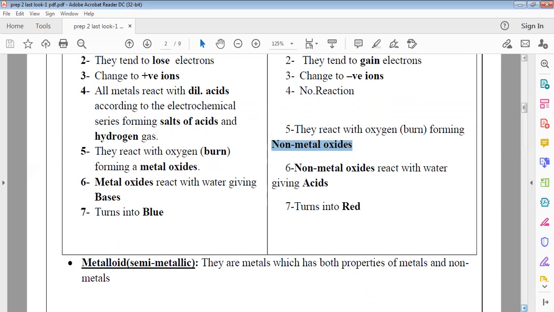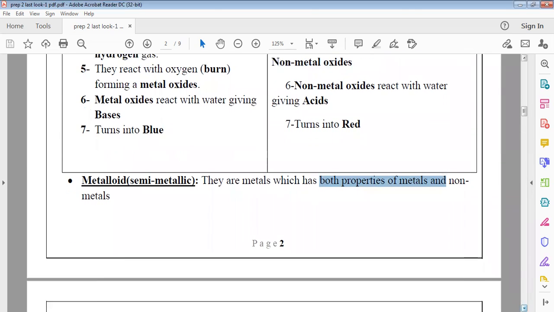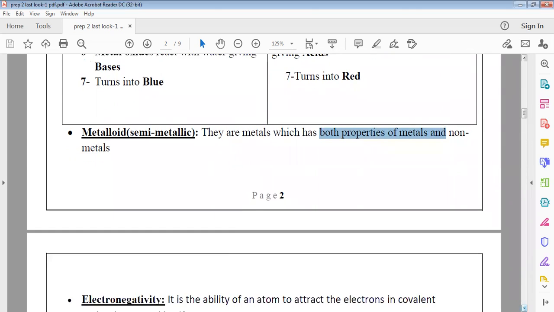طيب عندي من ضمن الاليمنت موجود عندي في التيبل احنا قلنا عندنا metal, non-metal and metalloid. What's the meaning of metalloid? It's semi-metallic. That is mean they are elements which have both properties of metal and non-metal. تمام. What else؟ مين تاني عندي في التيبل؟ طبعا اللي احنا عارفينه اللي هم النوبل جازز.